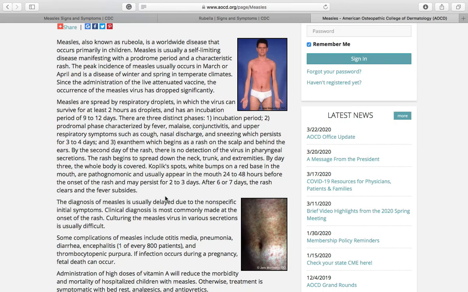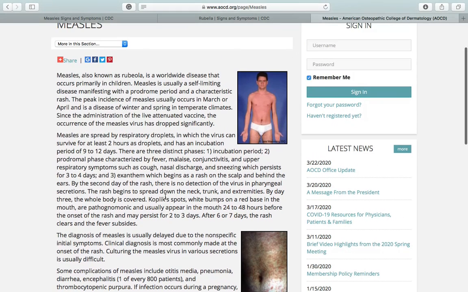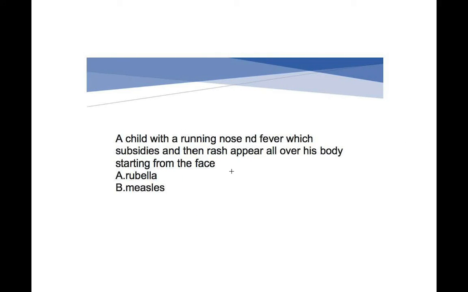So it's very important to understand the question, the mood of the question. On the basis of this recall alone, you will never get your answer. But if you ask me, I can say the child has running nose and fever. What type of fever? If it really isn't mentioned there, it's okay. And then it subsides, and then the rash appears all over his body, starting from the face. Very important point again is that in both measles and rubella, fever may persist, especially in measles. Measles fever will persist with the rash also. But most of the time in rubella cases, the fever will subside, then the rash appears. So most likely this answer is getting us towards rubella, not measles.